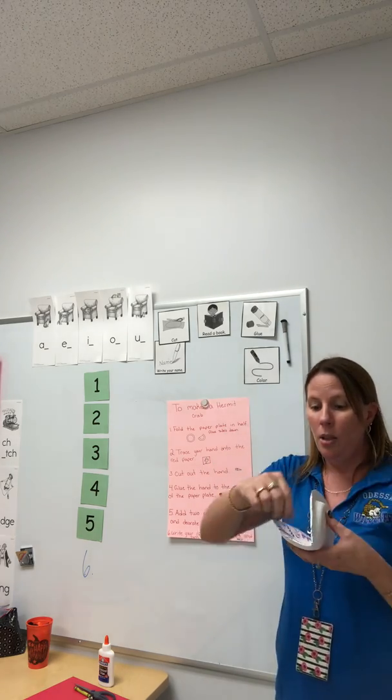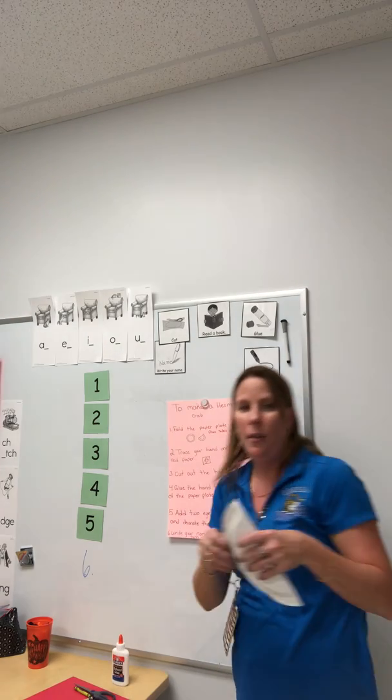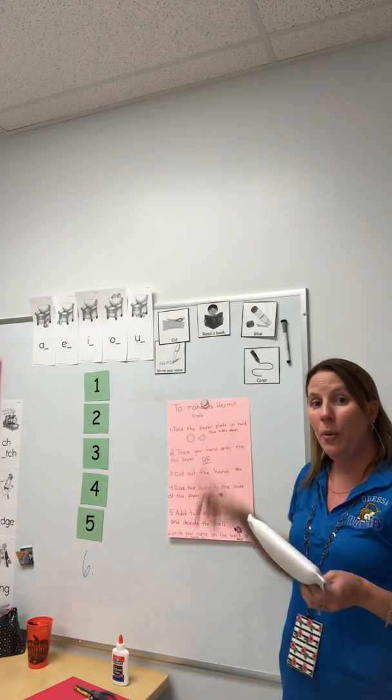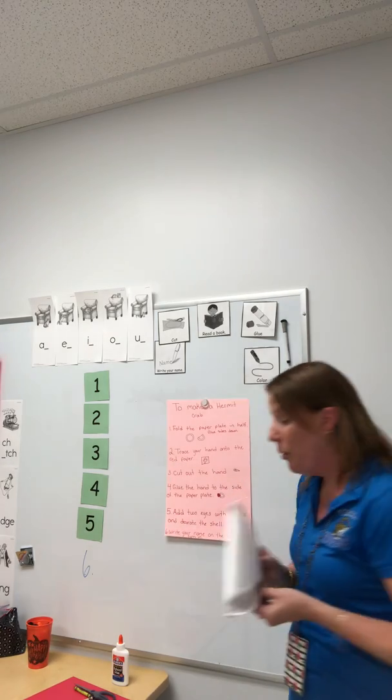Then they're going to glue it. So you're going to take the glue, put it on the sides, and just hold it there for a second for it to stick. And I drew pictures so they can visually see as well what I'm doing. Step 2 is to trace their hand onto the red paper.